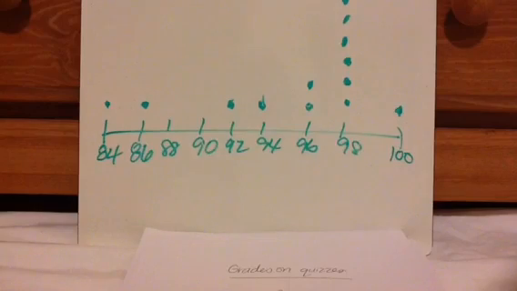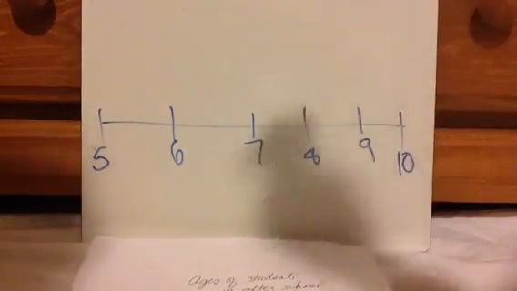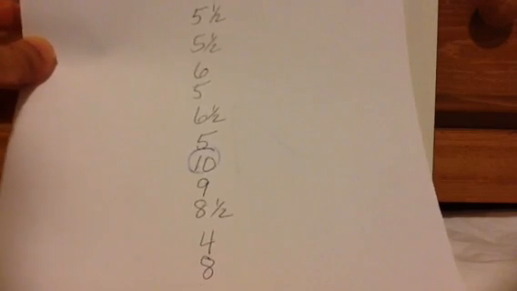So let me do one more involving fractions. So let's do a dot plot with fractions. I just made up some data, ages of students in after-school care. So I just wrote a bunch of ages down. And so same thing, you look at your lowest data, and that would be 5, and then my highest data would be 10. So then I would set up my dot plot. Okay, 5 and 10, and then obviously 6, 7, 8, 9. Now notice there's some half in there.